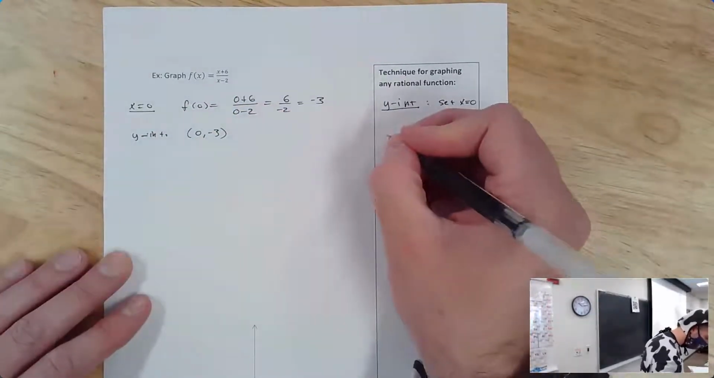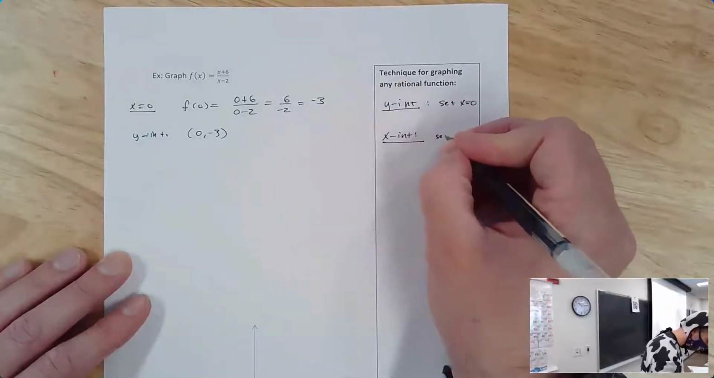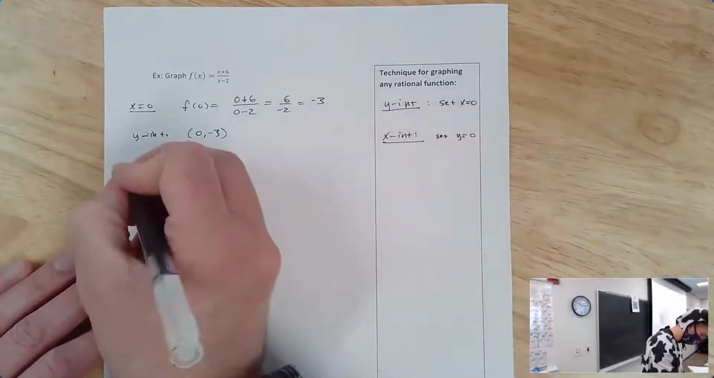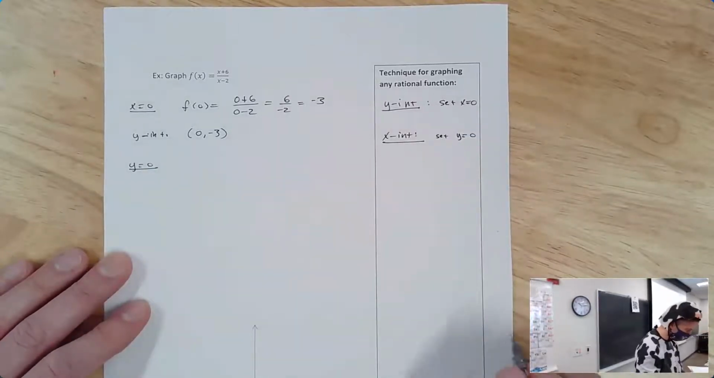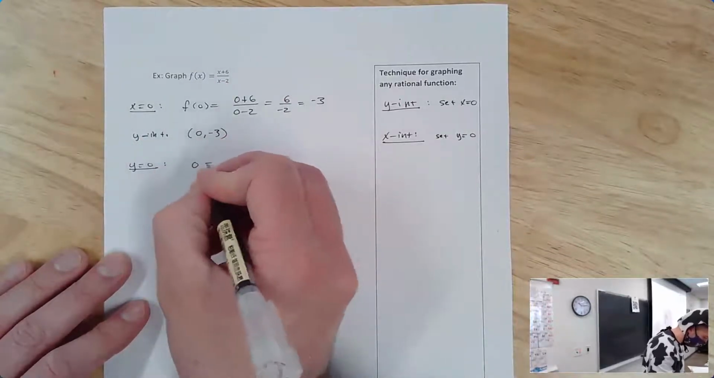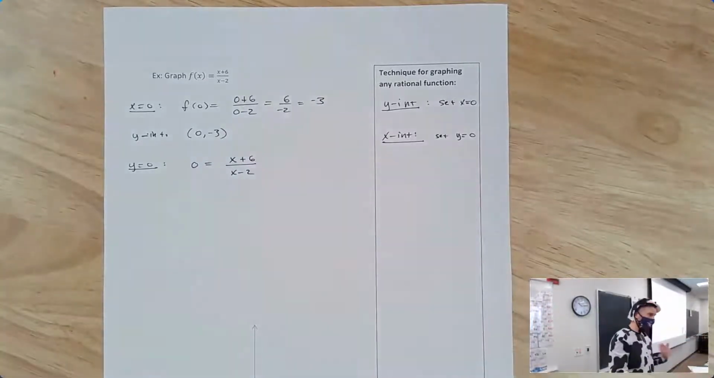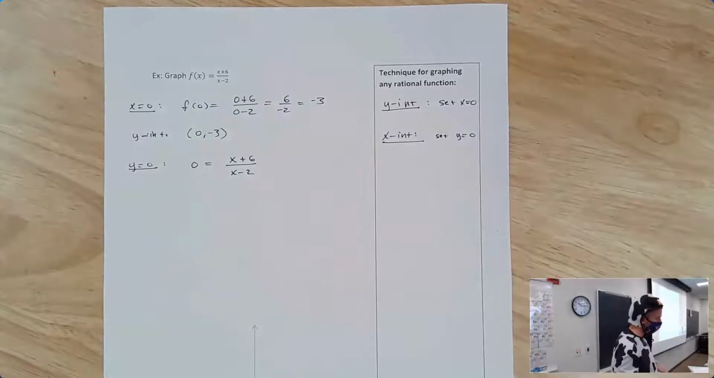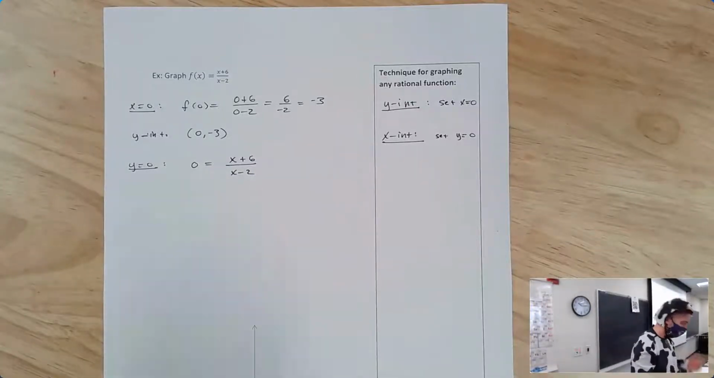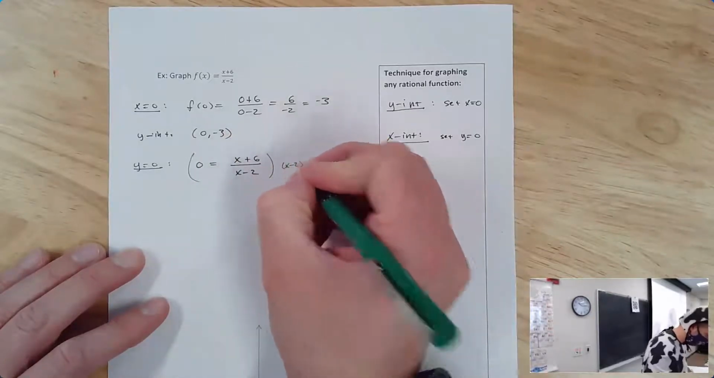X-intercept, same sort of deal. We're going to set y equal to 0. So if I do that, it's a little more work. Actually, it's not really that much more work. So here's something that is worth knowing. You set a fraction equal to 0. Well, in fact, let's just do it. What should I do to solve this equation? What should I multiply both sides by? Right. Or more generally, the denominator. We multiply both sides by x minus 2.